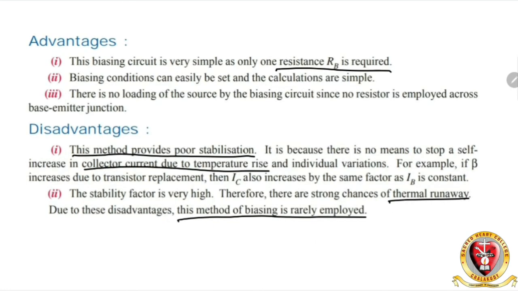Next we discussed the advantages and disadvantages of this method. The advantage is that the circuit is very simple, we can easily set the biasing condition, and there is not much loading in the biasing circuit. But the main disadvantage is that it provides poor stabilization, and due to this poor stabilization and temperature increase, there is a chance of thermal runaway. So these are the disadvantages of transistor biasing using the base resistor method.